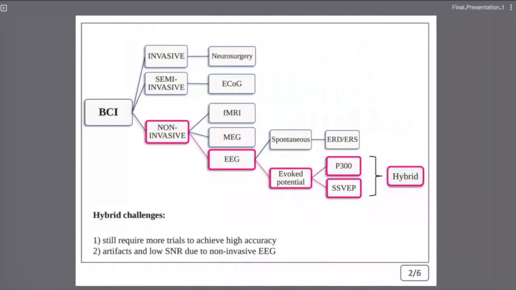BCI systems are divided into three types, including invasive, semi-invasive, and non-invasive, among which non-invasive is commonly used. There are different brain signals based on non-invasive BCI types, such as electroencephalography called EEG, magnetoencephalography called MEG, and functional magnetic resonance imaging called fMRI. EEG-based BCI systems receive extensive attention due to their advantages, including low cost, availability, and high temporal resolution.